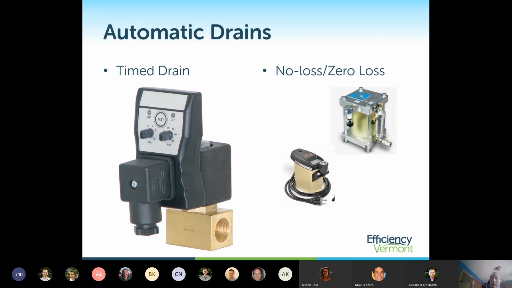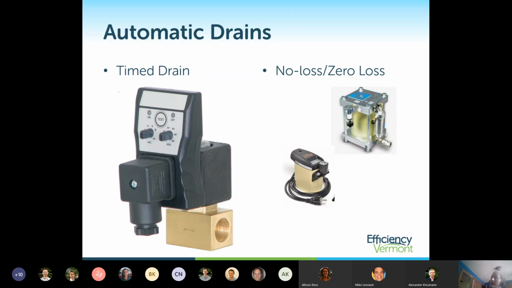It's a time drain. And on the right are what are called zero loss drains. A time drain is by far and away the most common. And as you can see, you have two settings. The one on the left that says seconds is how many seconds that drain remains open. And on the right is how many minutes, or the period between opening and closing. So you can see it's every 0 to 45 minutes, you might be able to dial this thing to just open.